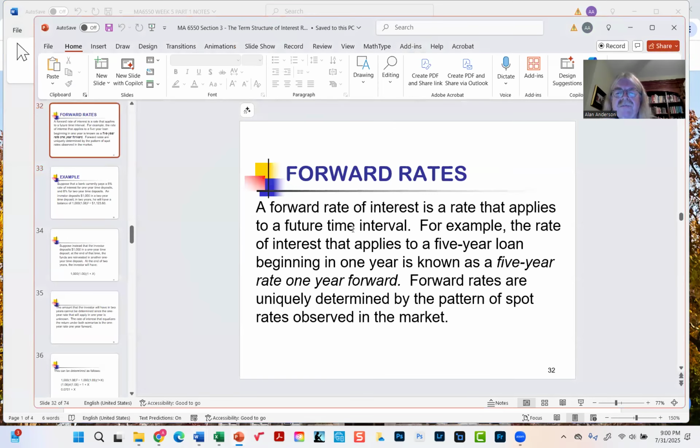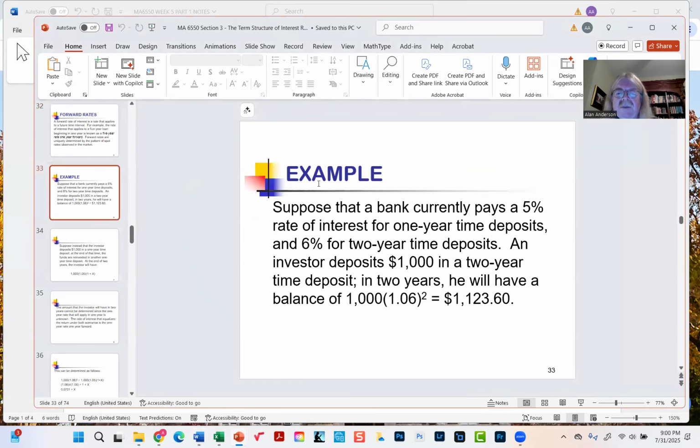So how are they calculated? Well, let's do this numerical example. We have a bank that pays a 5% rate of interest for 1 year time deposits and 6% for 2 years. Okay, so think of them as CDs. A CD is a certificate of deposit. It lasts for a specific length of time. And in exchange for leaving your money there for a fixed length of time, you get a higher rate of interest than you would with a traditional savings account. So here, the bank is saying, right, if you leave your money here for 1 year, guaranteed, we'll give you 5%. If you can leave it here for 2 years, guaranteed, we can give you 6%.